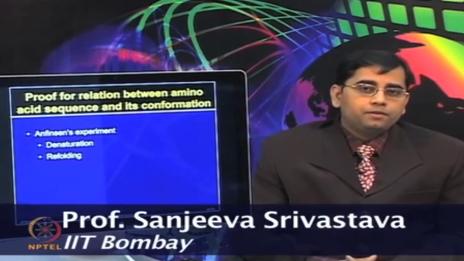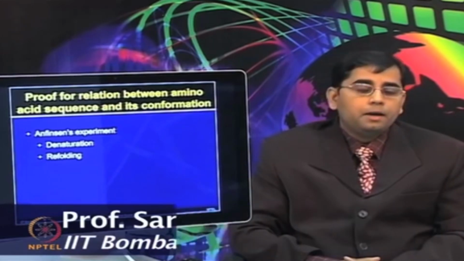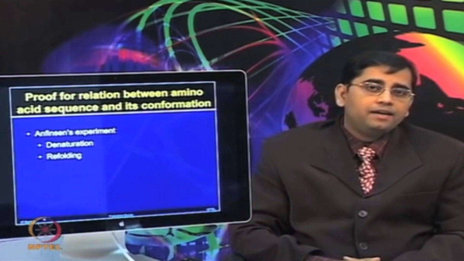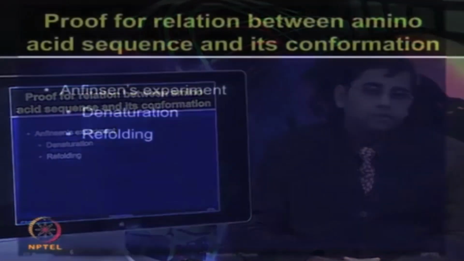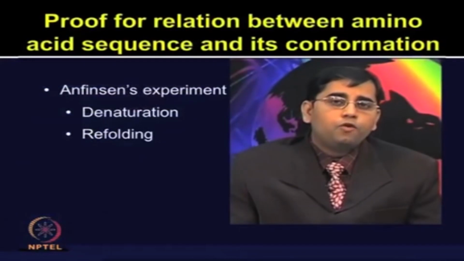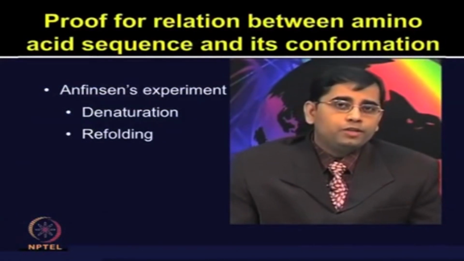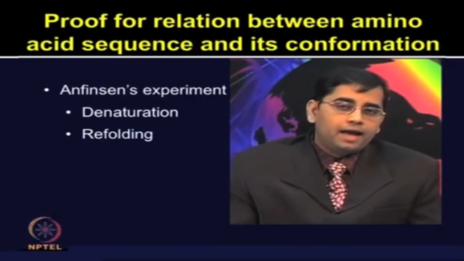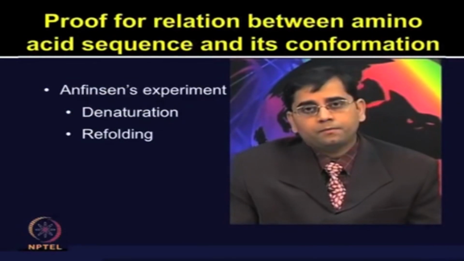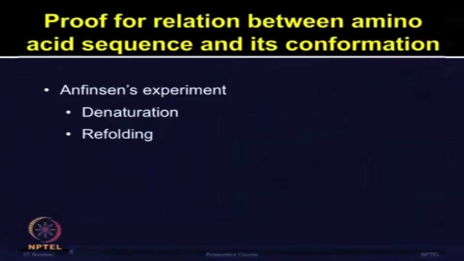To establish the proof for the relationship between amino acid sequence and its conformation, Christian Anfinsen in the 1950s performed an experiment where he performed two steps, denaturing and refolding. So, how does denaturation and refolding work?